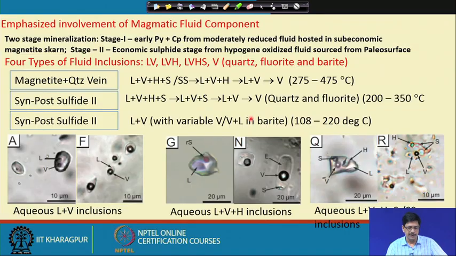So, in this work the authors deciphered two stages of mineralization. Stage 1 is the pyrite chalcopyrite, moderately reduced fluid hosted, considered subeconomic. These are all post magnetite, which is the skarn phase. And stage 2 is the economic sulfide stage, from hypogene oxidized fluid sourced from the paleo surface.